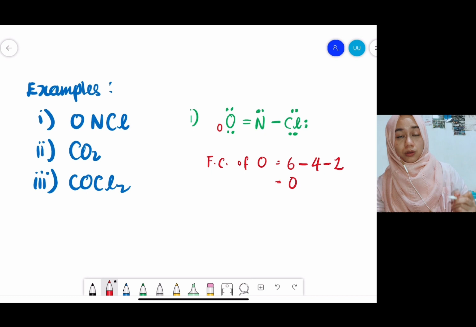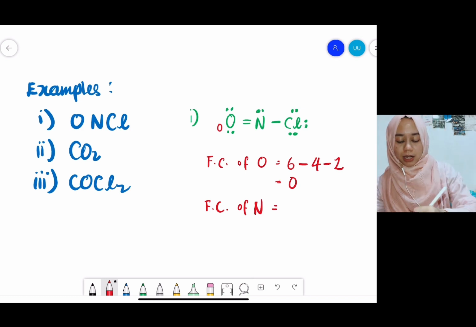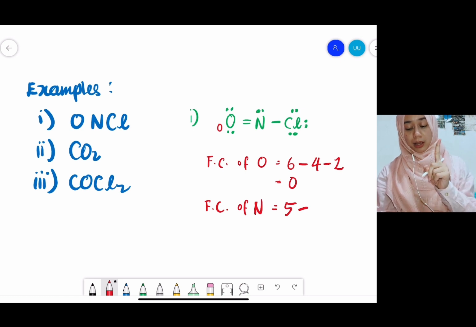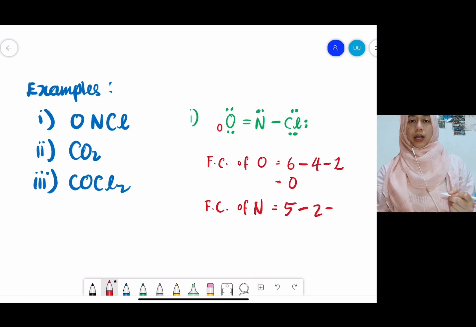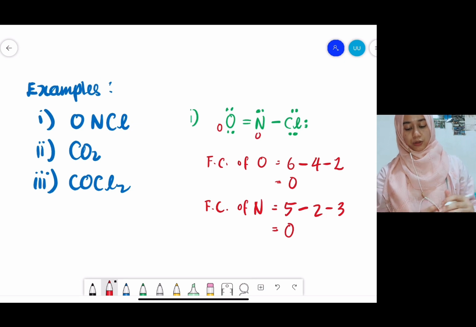So, 0 untuk oksigen. Dan formal charge untuk nitrogen pula adalah bersamaan dengan, nitrogen dia ada 5 valence elektron. So, 5 valence elektron tolak dengan 1 lone pair. 1 lone pair tu ada 2 elektron kan? So, tolak 2. And then, tolak dengan 3 bonding pair. So, tolak 3. Kamu akan dapat 0. So, sini 0 juga. Okay.